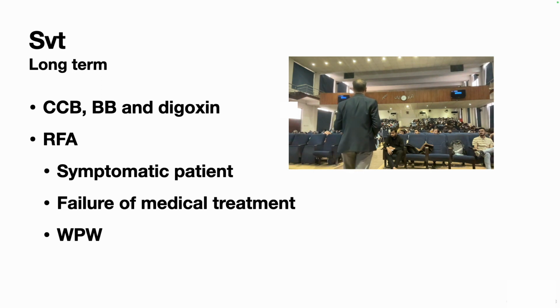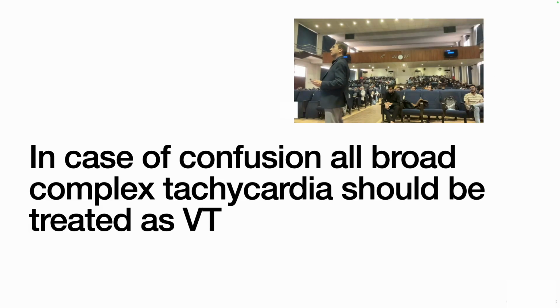You burn that abnormal area. In case of confusion, all broad complex tachycardia should be treated as ventricular tachycardia. Now, what will you do if a patient has ventricular fibrillation, you give DC shock of maximum intensity. Correct the correctable factors if possible.